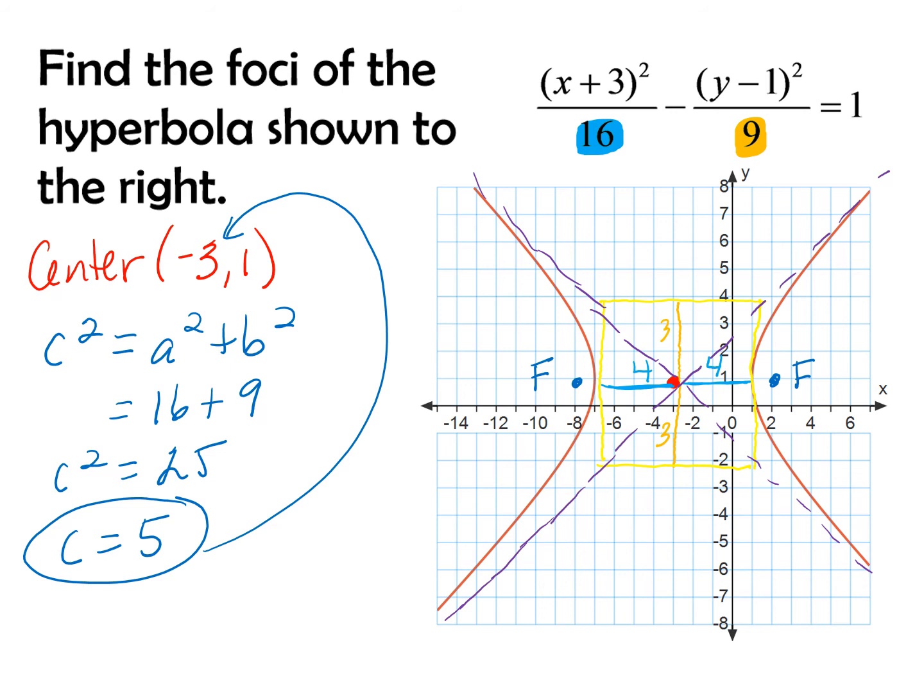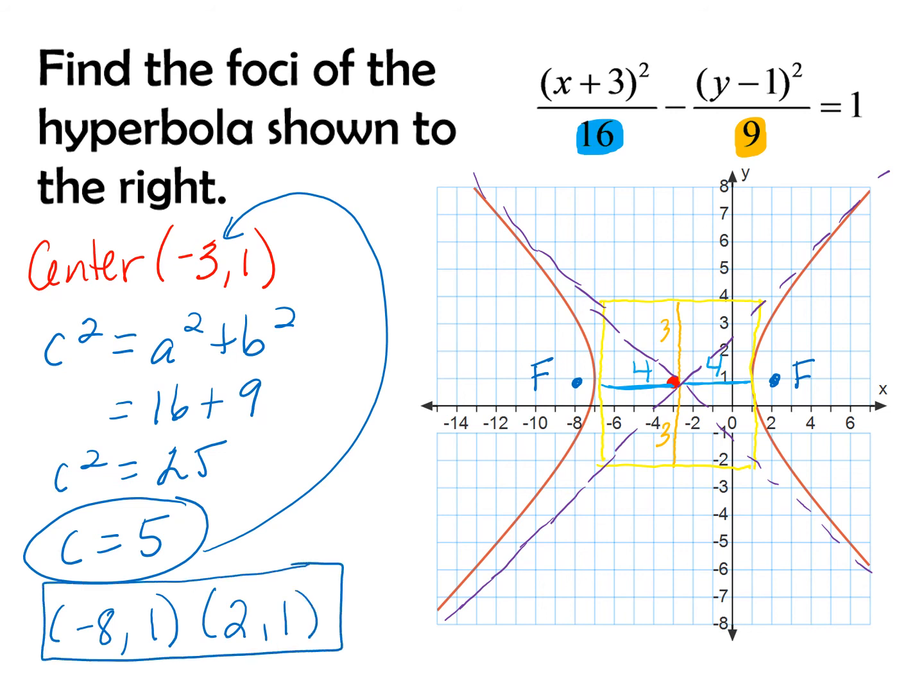If we subtract 5 units, we would get -8, 1. And if we add 5 units, we get 2, 1. And if you look at the picture, you will see that those are the coordinates of the 2 foci that I have drawn in. Again, I went through a lot of stuff on that picture that really did not pertain to answering the question, but just to show you how we sketch a graph and what all these numbers represent on the graph.